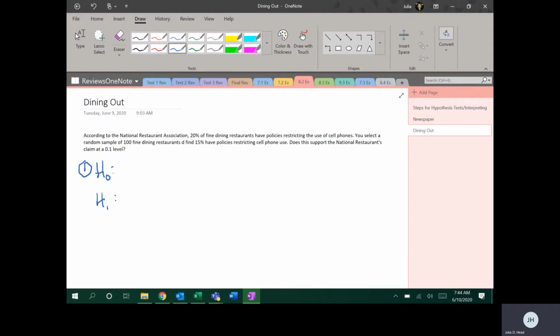Not always, but usually when they start throwing out percentages, that's a good hint that we're doing proportions. Means will be more obvious because they'll usually say the word mean or average, and this one does not say mean or average. Now, what number are we testing it against? This one could get confusing. We have 2 percentages that would be tempting to pick from. Pick the one that does not come from the sample. Notice that the 15% comes from a sample of 100 restaurants, so we don't want the 15% in our hypotheses. We want to use the 0.2.